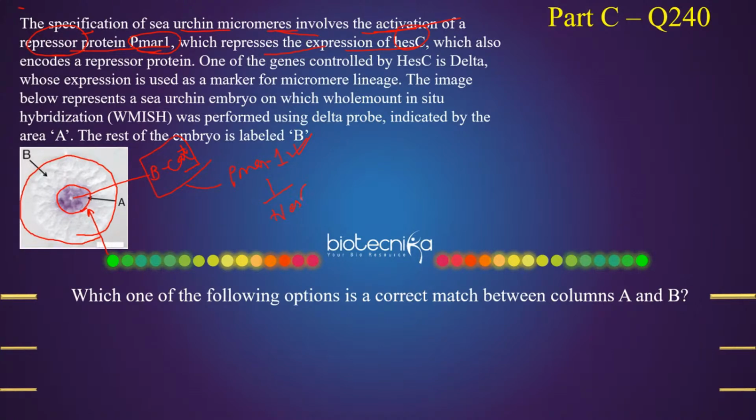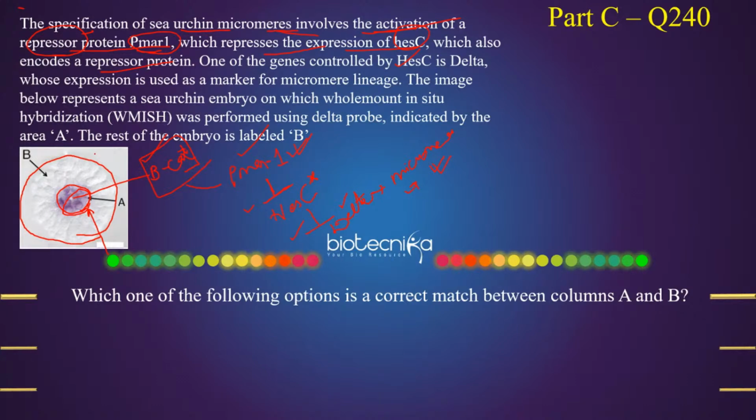It's written also in the question. PMAR inhibits HESC, which also encodes a repressor protein, so this also will repress something. One of the genes which HESC represses is delta. So that delta protein specifies micromeres. Now that makes sense. This is a double inhibition pathway, a double negative pathway. Now in micromeres, beta cat is present. Because of that, PMAR is present. PMAR present means HESC is not present because PMAR is inhibiting HESC. HESC not present means delta present. Delta present means micromere specified.